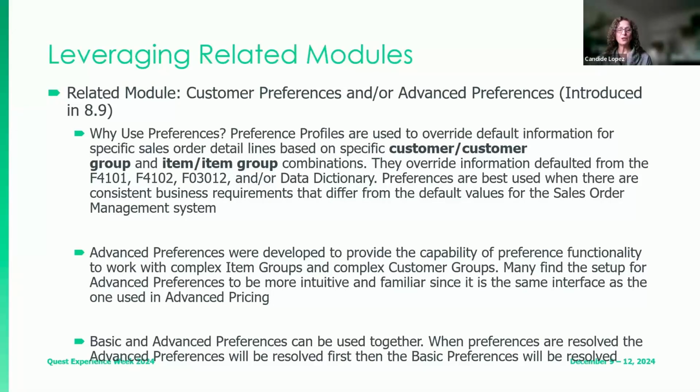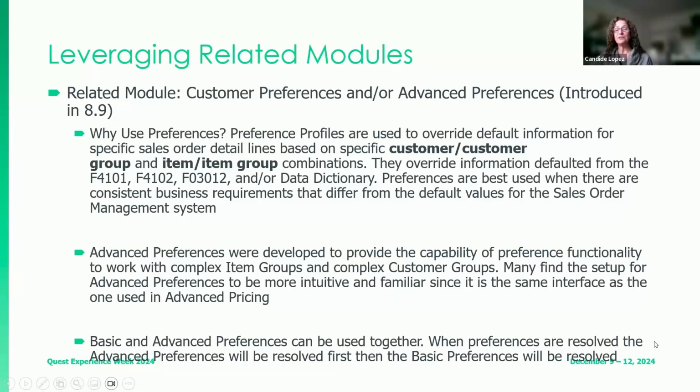So again, now it's just looking at the category codes, and I don't have to go into my basic preferences and do any management at all, nor do I have to add those groups to my item master or my customer master. So many people find the setup for advanced pricing to be a lot more intuitive and even familiar if they've already been using advanced pricing.